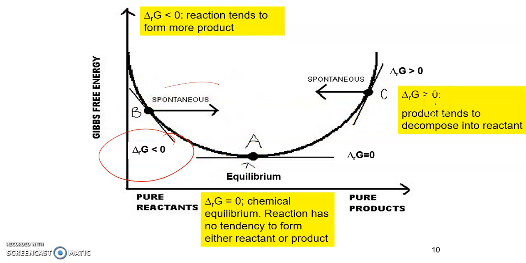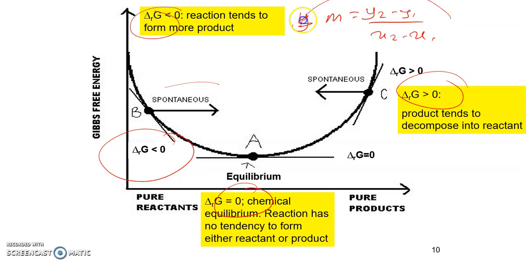When delta G is more than 0, this reaction will tend to decompose into reactant, while at equilibrium, the reaction has no tendency to form either reactant or product. So we can get this value of delta G, either less than, more than, or equal to 0, according to the slope of this graph. Again, to find the slope of the graph, we need to find the slope, which is given by this equation.